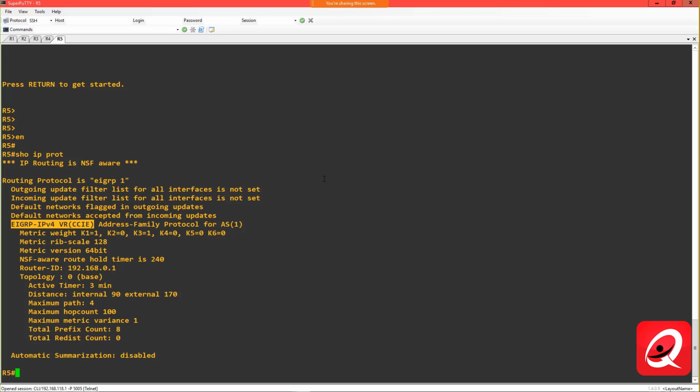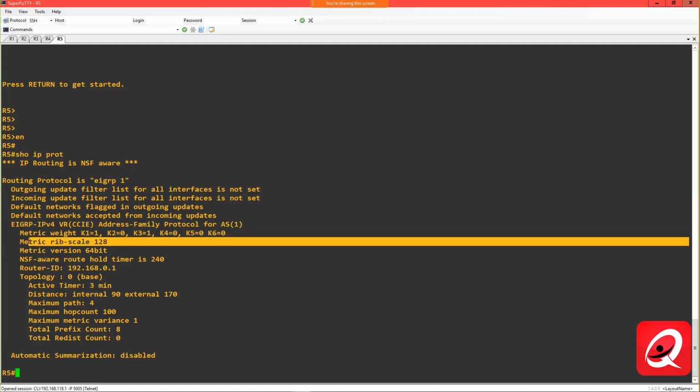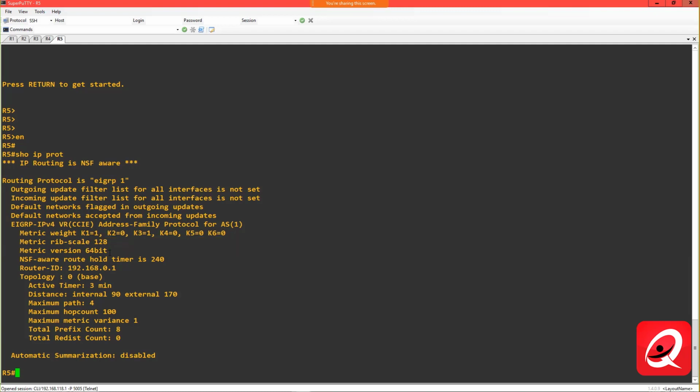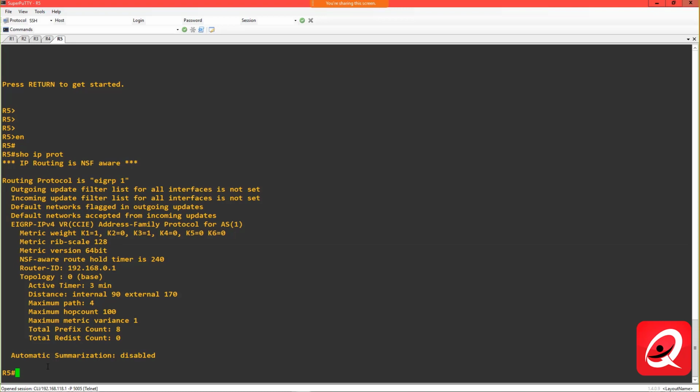We could do this in classic mode, but the math and the concepts that exist in address family mode are the same. It's just that the configuration is slightly different. So we're going to take a look at this in address family mode. We're running address family mode configuration here. We can see we have the 6 different K values, which we talked about in our last lesson, the RIB scaling factor we talked about in our last lesson, and we're doing the 64-bit wide metrics in this particular case.